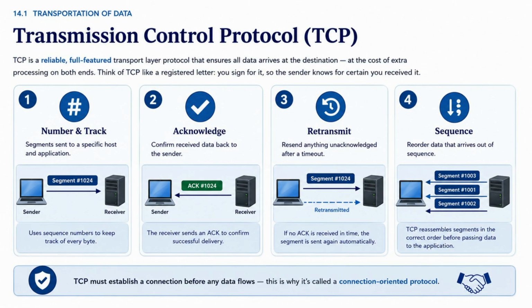TCP is reliable and full-featured, guaranteeing data arrival at the cost of extra processing. Use the registered letter analogy. You sign for it, so the sender knows for certain it arrived. Four core functions are shown on screen: number and track, acknowledge, retransmit, and sequence. TCP must establish a connection before any data flows. That's why it's called connection-oriented.